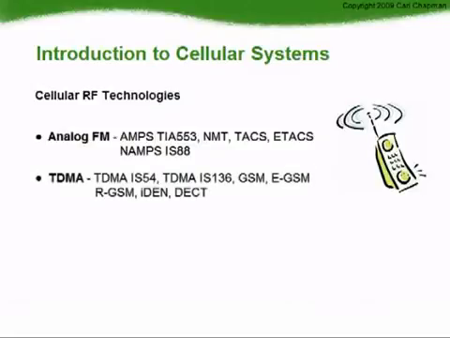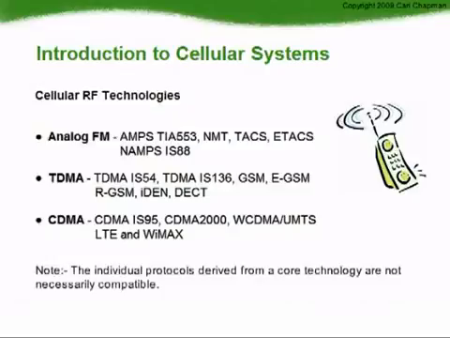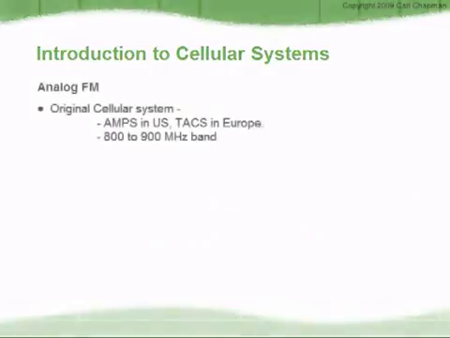TDMA is a digital technology used in IS-54, IS-136, GSM, iDEN and DECT systems. CDMA is a digital technology used in IS-95, CDMA2000, WCDMA or UMTS, and LTE or WiMAX systems. The individual protocols derived from a core technology are not necessarily compatible. For example, a GSM phone will not work on an IS-54 system.